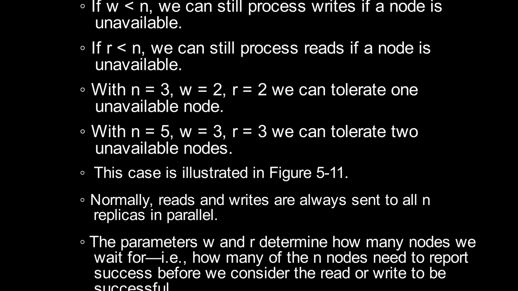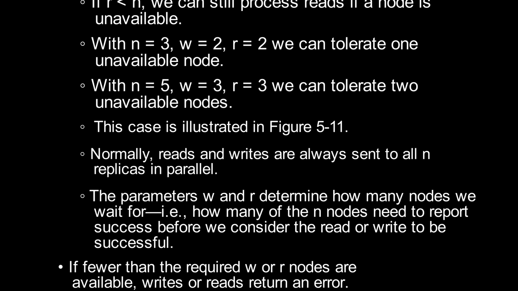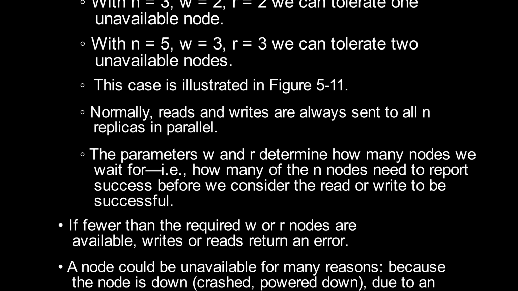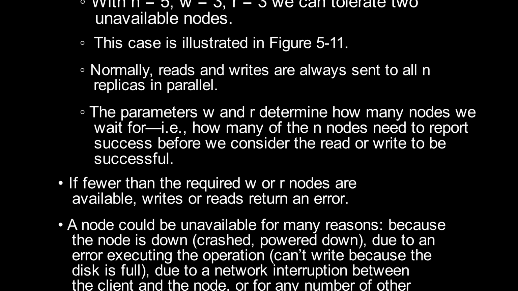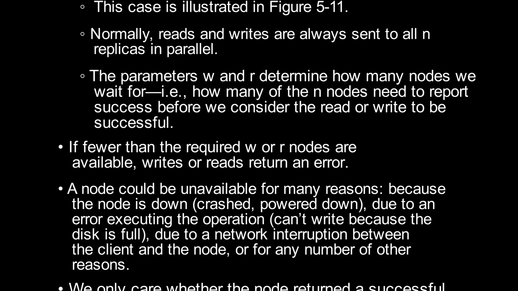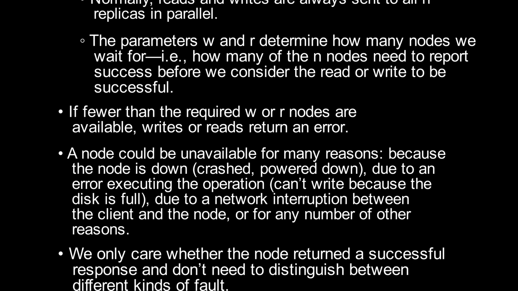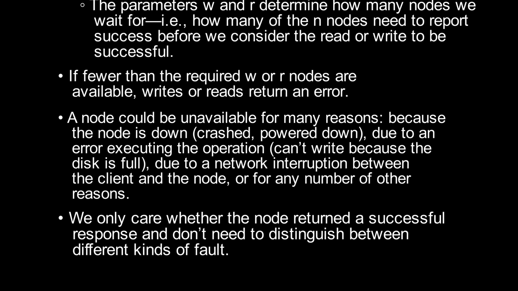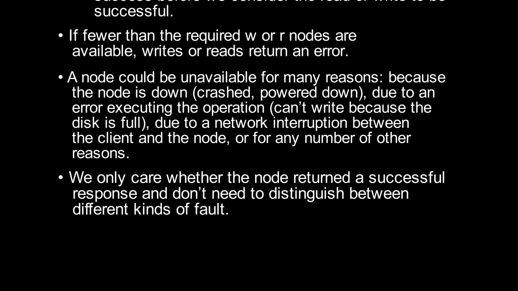Normally, reads and writes are always sent to all n replicas in parallel. The parameters W and R determine how many nodes we wait for, i.e. how many of the n nodes need to report success before we consider the read or write to be successful. If fewer than the required W or R nodes are available, writes or reads return an error. A node could be unavailable for many reasons: because the node is down, crashed, or powered down; due to an error executing the operation, for example can't write because the disk is full; due to a network interruption between the client and the node; or for any number of other reasons. We only care whether the node returned a successful response and don't need to distinguish between different kinds of fault.